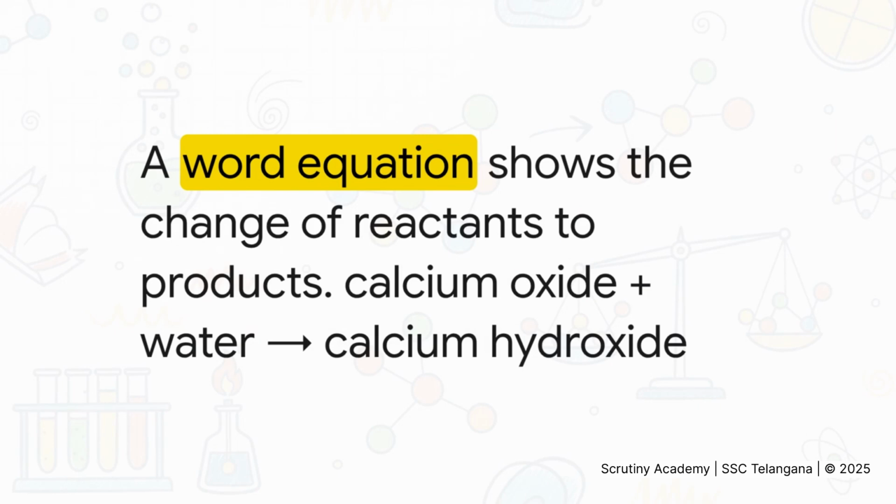It's simple, it's clear. This one right here shows that calcium oxide, you might know it as quicklime, reacts with water to create a brand new substance, calcium hydroxide. That little arrow just means yields or produces.